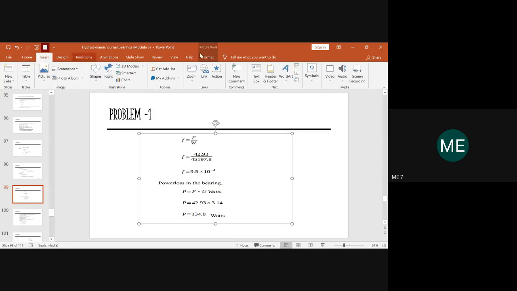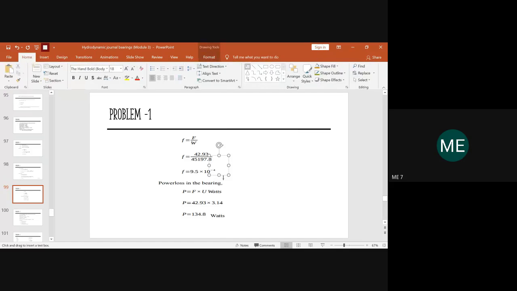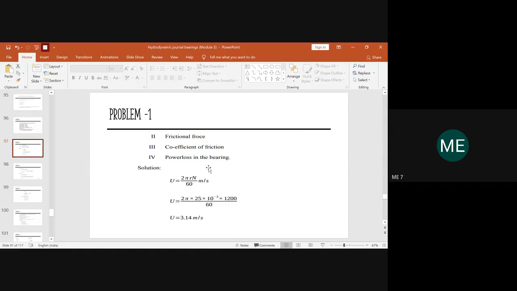So kindly everyone write the answer what you are getting. 0.051, is it? Yes, ma'am. Okay, so the value of F, what we got, will be 0.051. Fine. So then what else is being asked in the question?